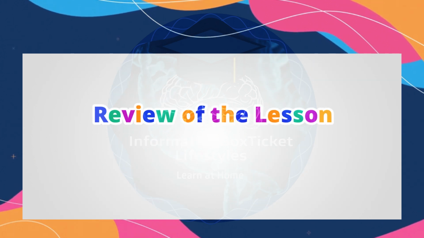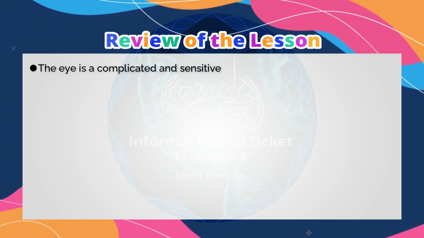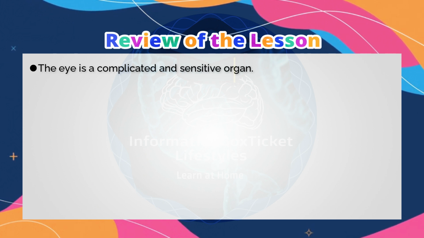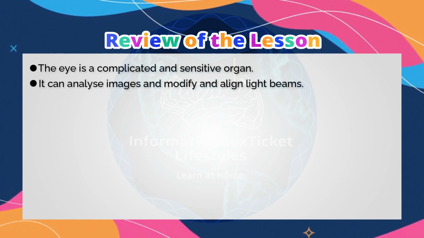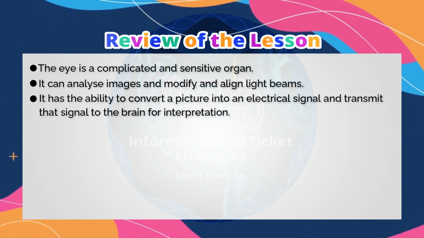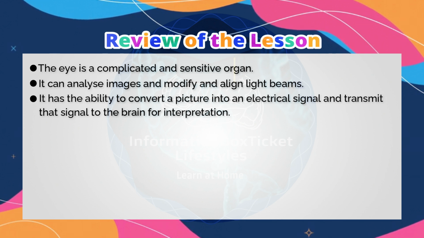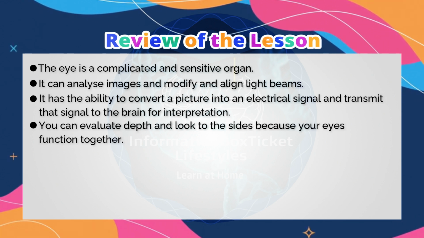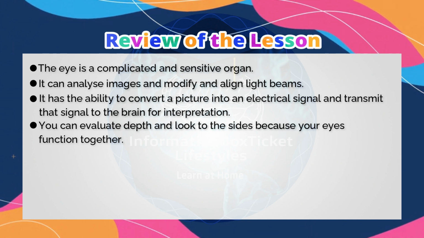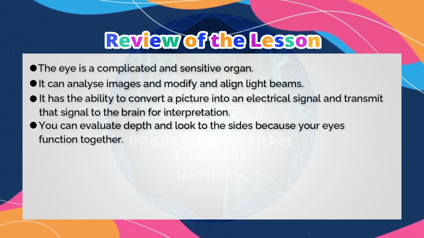Lastly, let's conclude this video. The eye is a complicated and sensitive organ. It can analyze images and modify and align light beams. It has the ability to convert a picture into electrical signals and transmit that signal to the brain for interpretation. You can evaluate depth and look to the sides because your eyes function together.